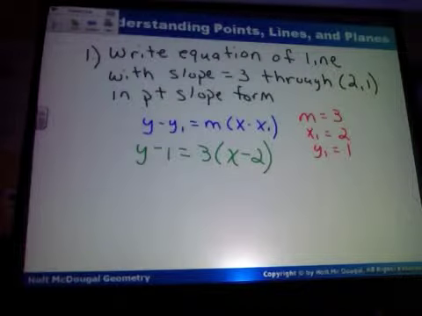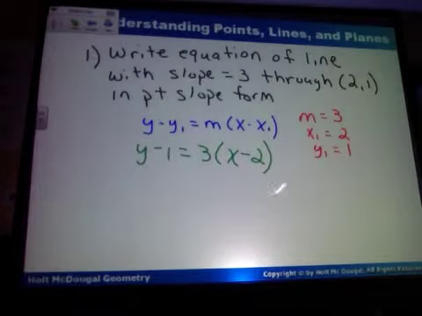Okay, first question here. Write an equation of a line with slope 3 through this given point. And we're going to write it in the point-slope form. That's your y minus your y1 equals m times x minus your x1. Go ahead and identify your slope. It is given. Your x1 is your first coordinate on that point. Your y1 is the second coordinate on that point. And then just substitute into your point-slope form. This here in green is your answer.